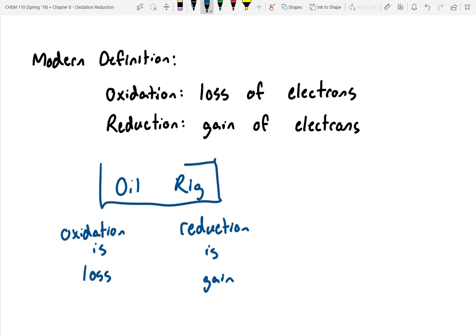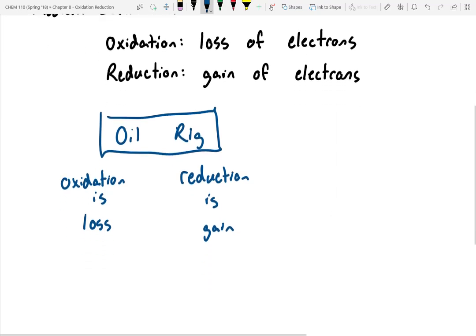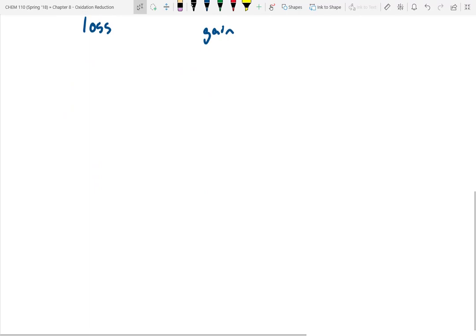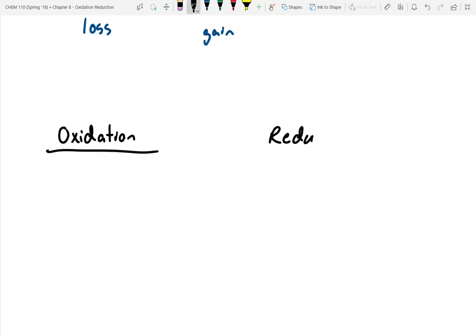There's also another one that some of you may have heard called LEO goes GER. You can also use that one. But I like OIL RIG. OIL RIG's simple and to the point. Oxidation is loss, reduction is gain. Does that make sense? All right, so I'll show you some general features. And I know some of this will be review of what we've already discussed. But oxidation, we said, is loss of electrons. That's the best way to describe it. Reduction is gain of electrons.